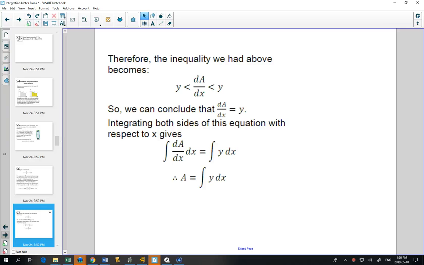Now, have you ever had an inequality like that before? It's a very interesting inequality. Okay, let's put numbers into here. If 5 is less than something is less than 5, what number would you put between 5 and 5? What would fit in there? 5. Would anything else fit in there? No. So if this dA/dx is supposed to be between those two, and they're the same thing, that's basically telling us that y has to equal dA/dx.